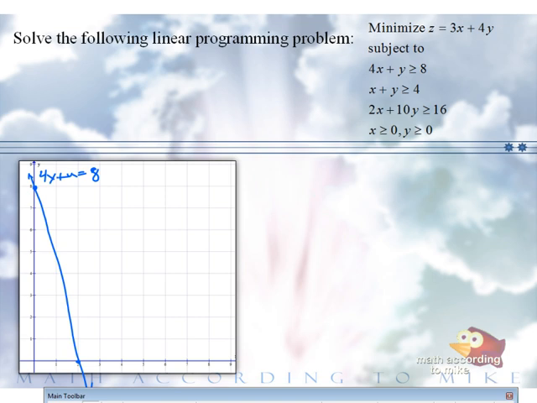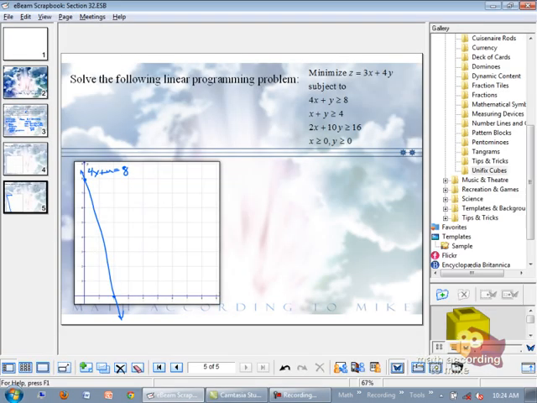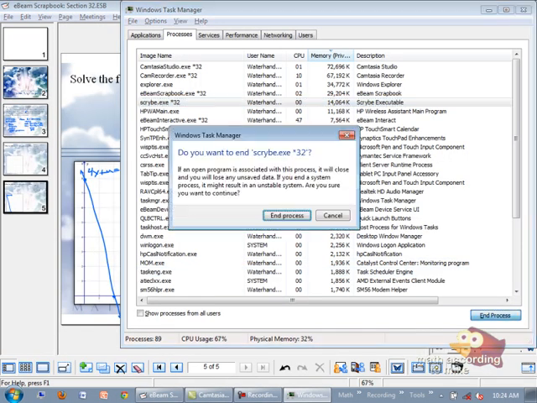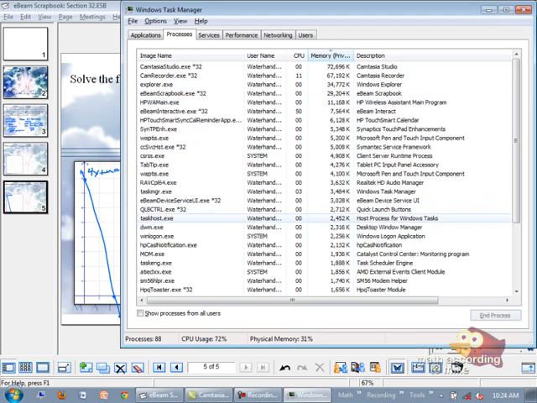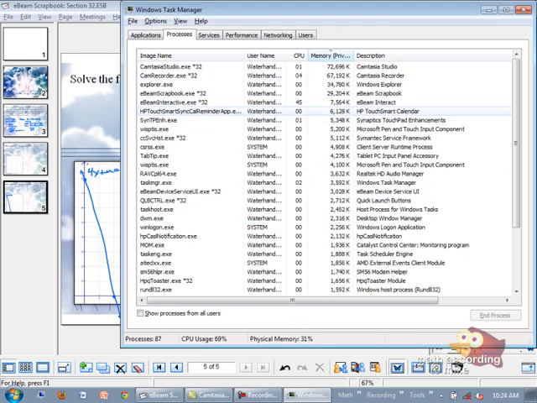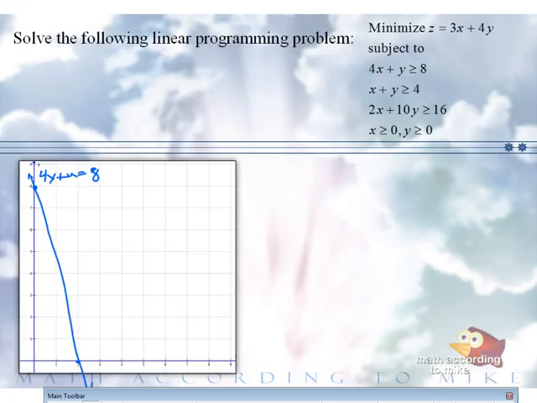How are we going to shade this? Are we going to shade above or below the line? So 4x plus y, is that greater than or equal to 8? Yes. We're going to be graphing above the line. So again, if we put our test point 0, 0, which is below the line, into the inequality 4x plus y greater than or equal to 8, it makes it false. So all points below the line are false, which means all points above the line are true. Notice I only have to shade in the first quadrant.